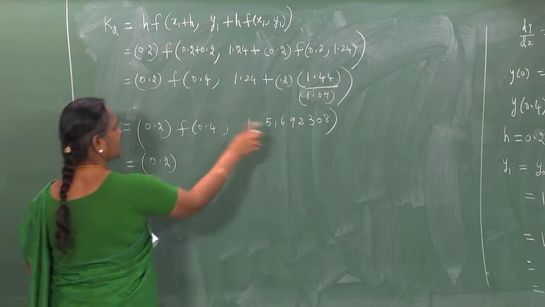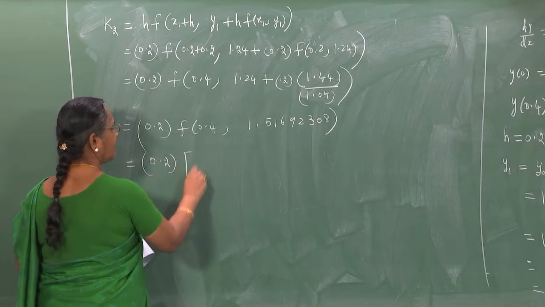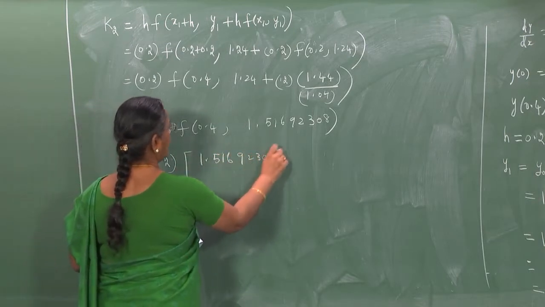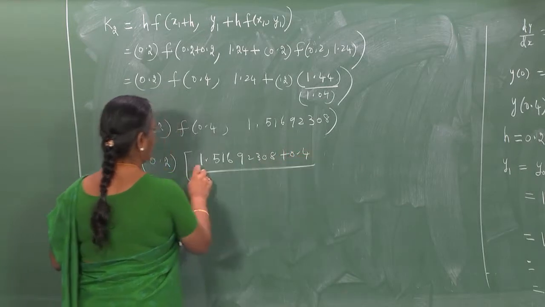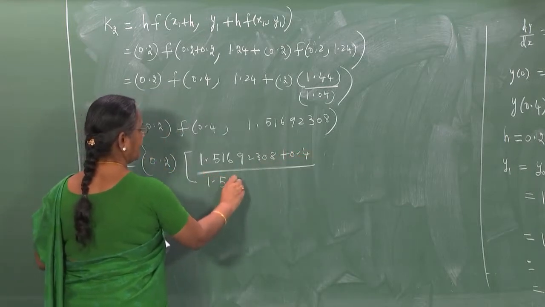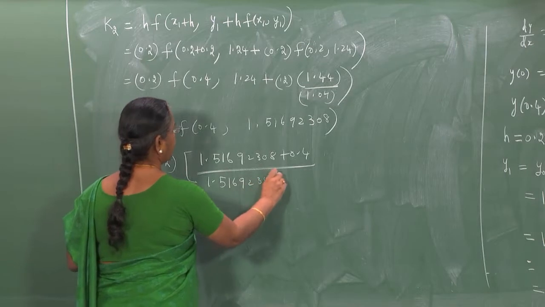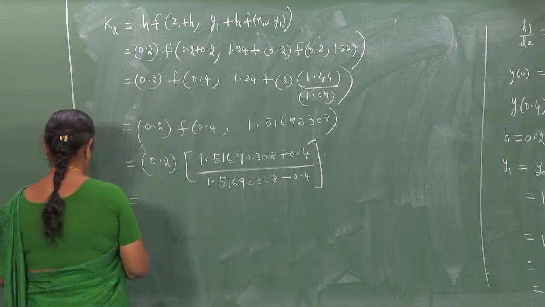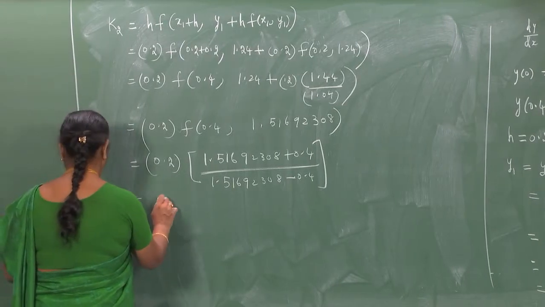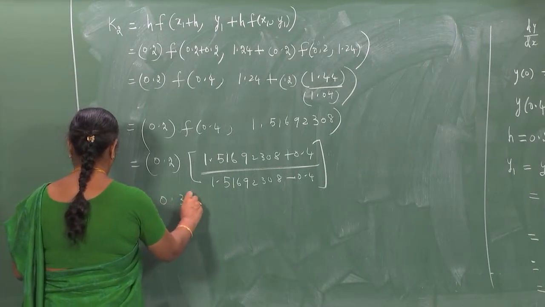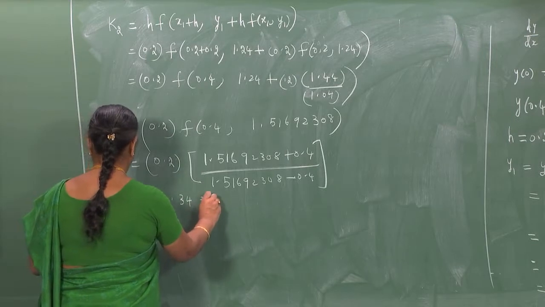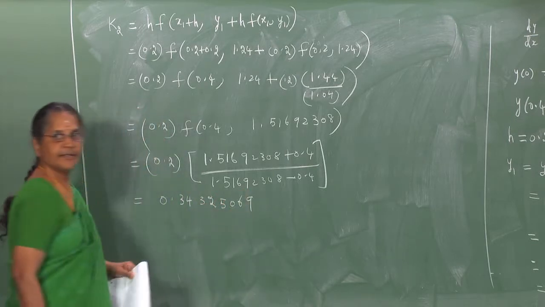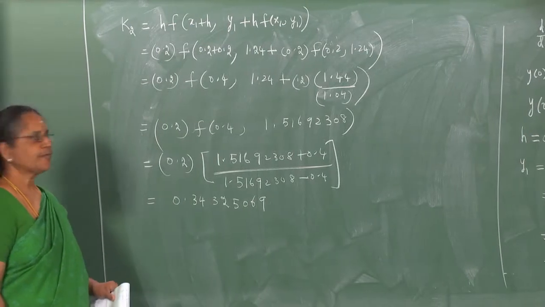What is f of x comma y? It is again y plus x by y minus x. If you simplify your computations, you finally get this to be 0.34325069, and that is K2.